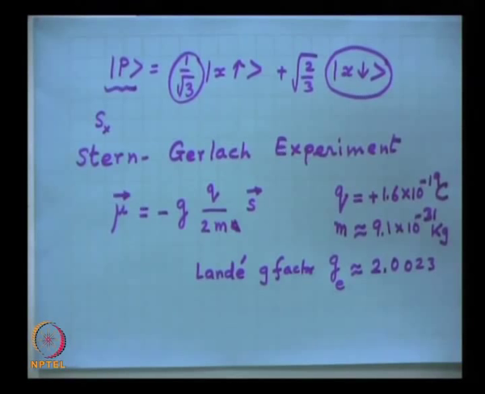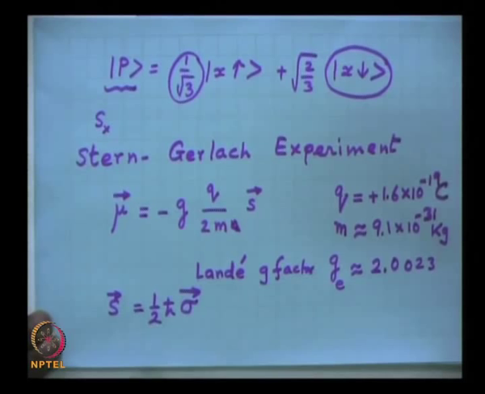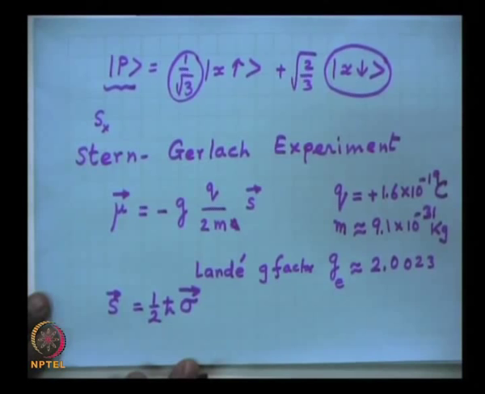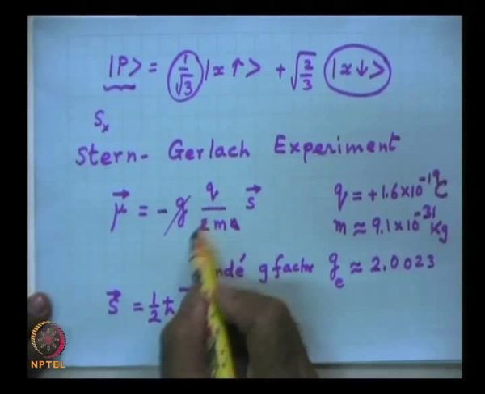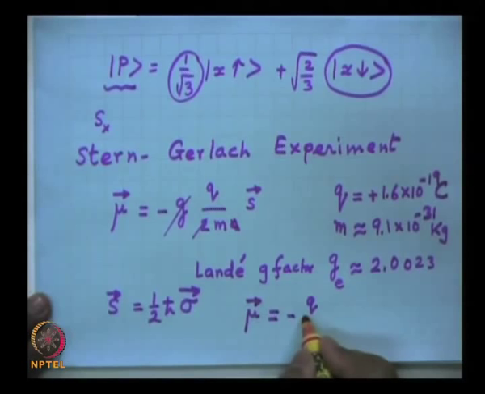So, s, the spin angular momentum operator for the electron, this is a lowercase s actually, is equal to half h cross sigma, where sigma x, sigma y and sigma z are the Pauli spin matrices that I have just now written down. So, if I assume g is equal to 2, then this factor cancels out with this factor. So, the magnetic moment becomes proportional to minus q by 2 m h cross sigma.